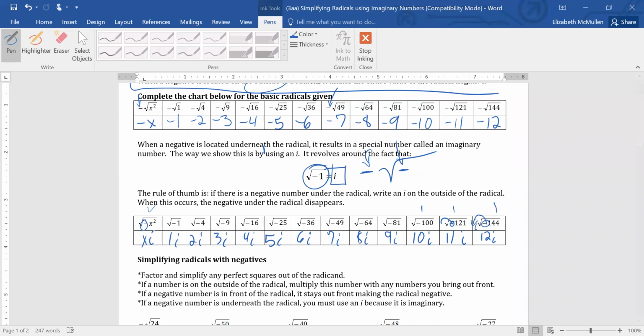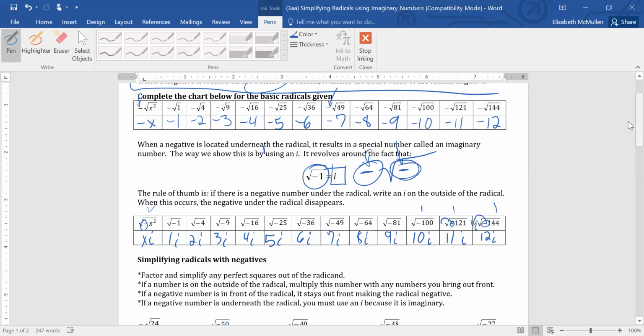Pay attention to the negative signs. I've said this many, many times in class. Those negative signs will kill you. They're out to get you. Do not let them get the better of you, okay? Pay attention to where they are. Outside of the radical makes it negative. Inside of the radical, take an i out.